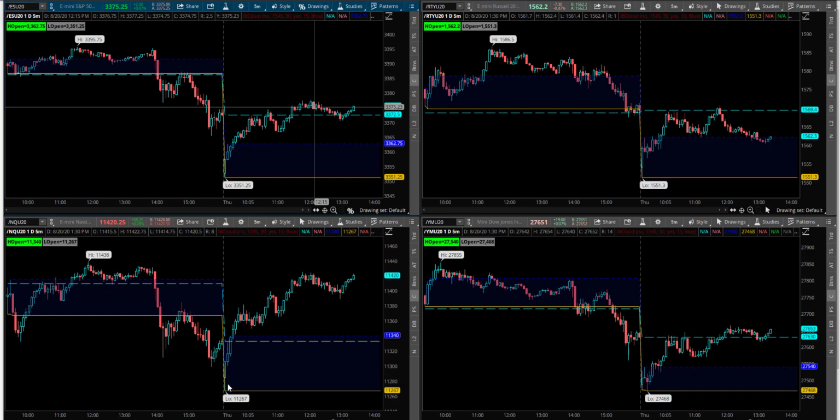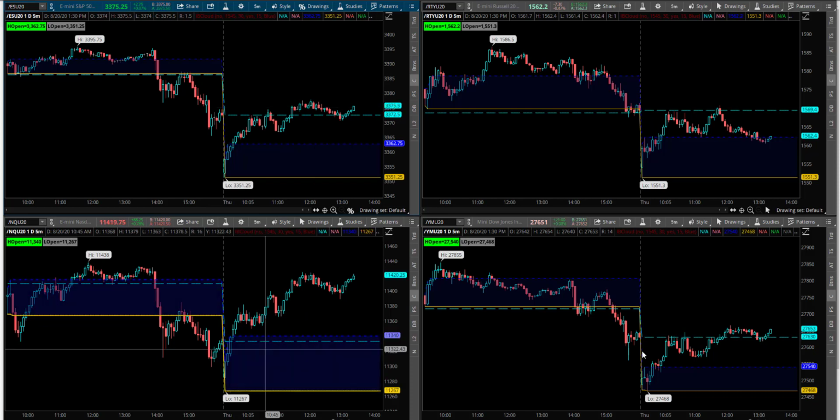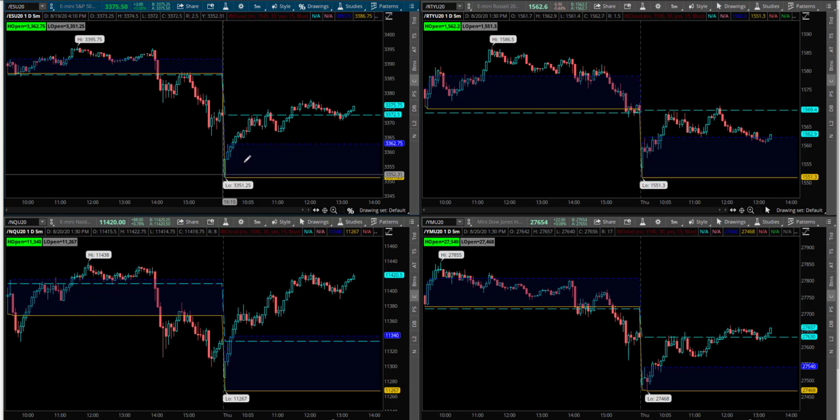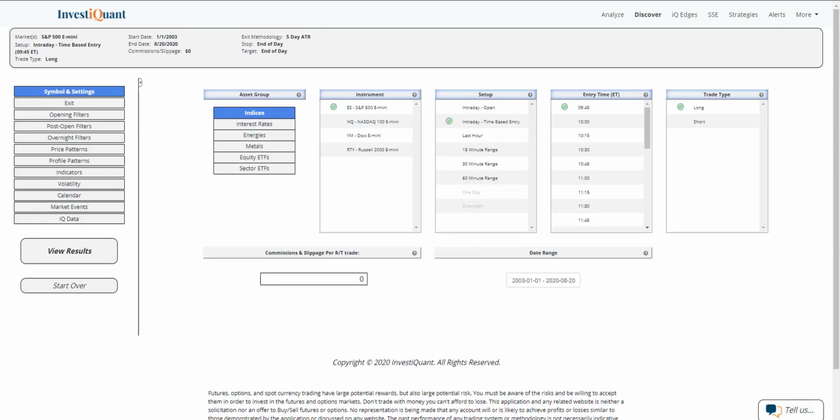We're seeing a very similar pattern here in the NASDAQ and the YM. The Russell has pulled back a little bit more than the others, but in general, we're seeing some pretty strong price action throughout the day. So what I want to do today is take a look at what has happened historically when you open below the prior day low and then you see very strong buying activity. So let's set this up and discover.